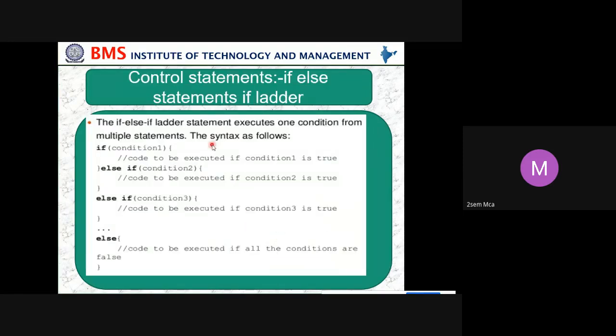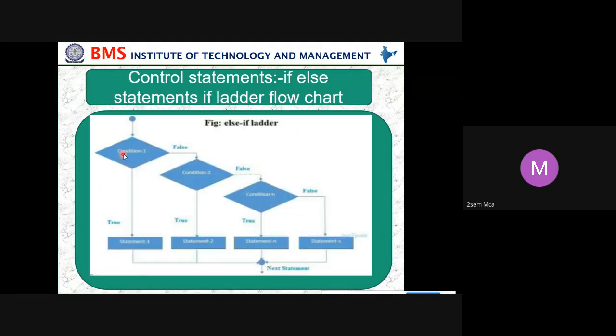The same way, the if else if ladder: if this condition is true, this part will be executed. If it is false, this condition will be checked. Then else this condition will be executed. Like this, it keeps going, then the else part. Condition one, if it is true, statement one will be executed. If it is false, condition two will be checked, then statement two. So like this, it keeps going. This is what is called an if else if ladder.